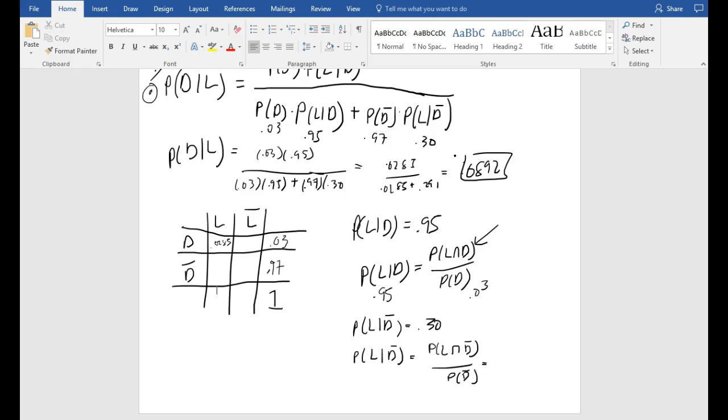Again, we look up to see what we have. We know that we have this, it's equal to 0.30. We know that we have calculated this, that's equal to 0.97. And then this is the only unknown. So in order to find out what the intersection probability is, the probability of L and not D, we multiply 0.3 times 0.97. And we get 0.291.